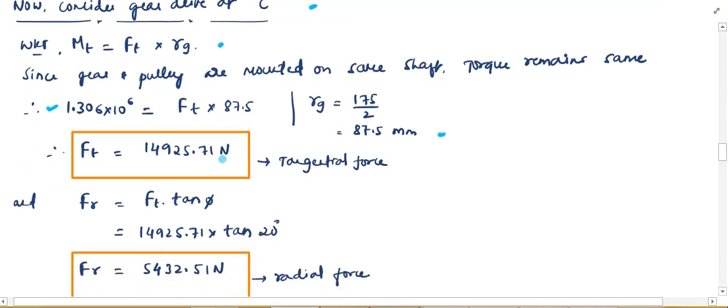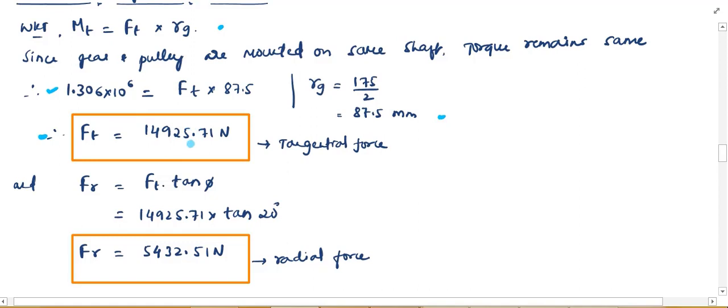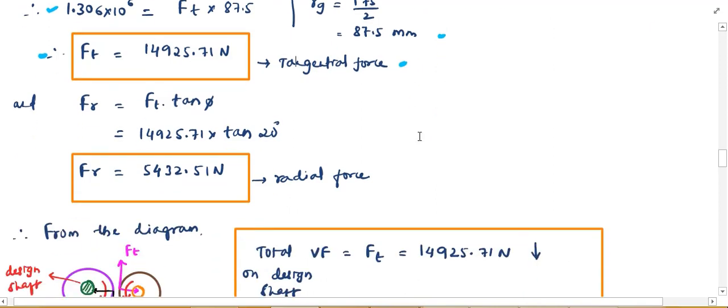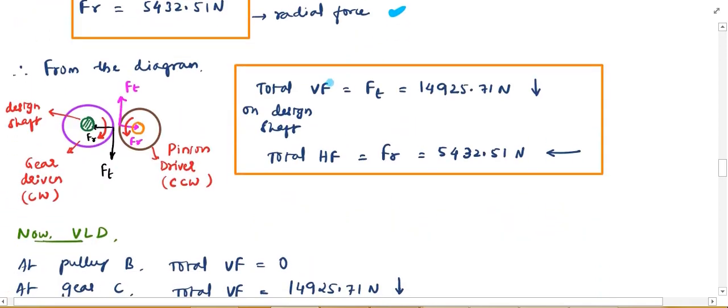So upon substitution, I will get the tangential force Ft is equal to 14925.71 newtons. Similarly, I can find the radial force Fr is equal to Ft into tan phi. So upon substitution, I'll get the radial force as 5432.51 newtons. Now let me draw the diagram.